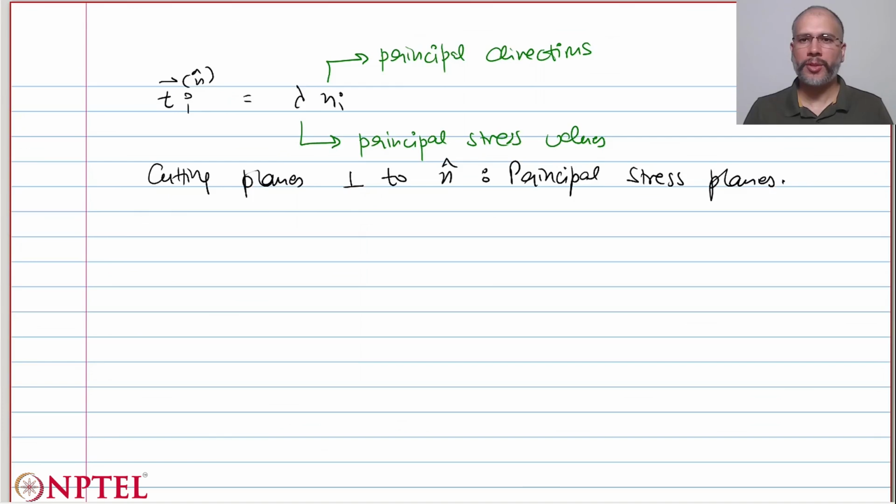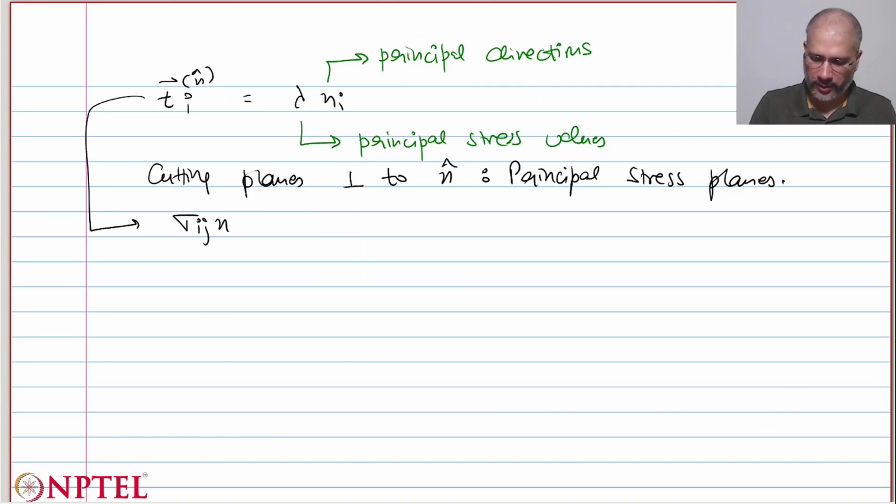So now once we establish the idea of principal stress planes and principal stress directions, the next job is to find those, and for that we set up the eigenvalue problem like earlier. So using the Cauchy stress formula, we write the traction vector as sigma ij nj. Remember, it was sigma ji nj, but I'm using the symmetry property of sigma, so I can write it as sigma ij nj minus lambda times delta ij times nj equals 0.